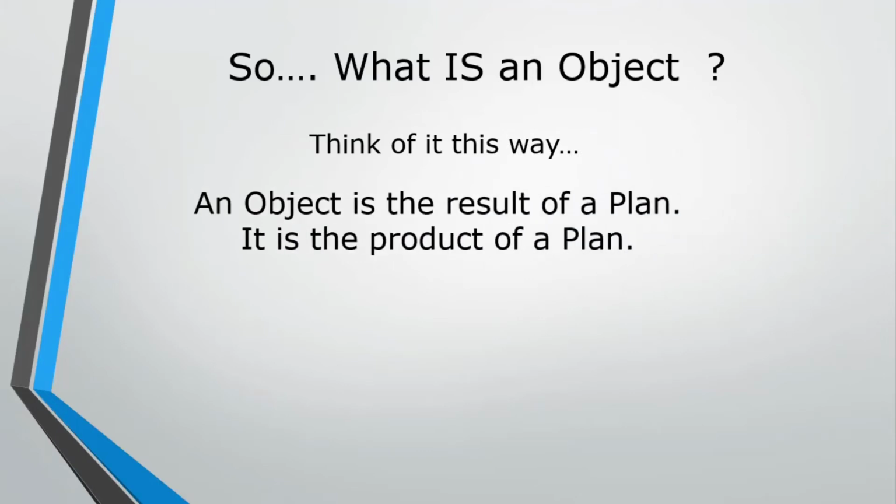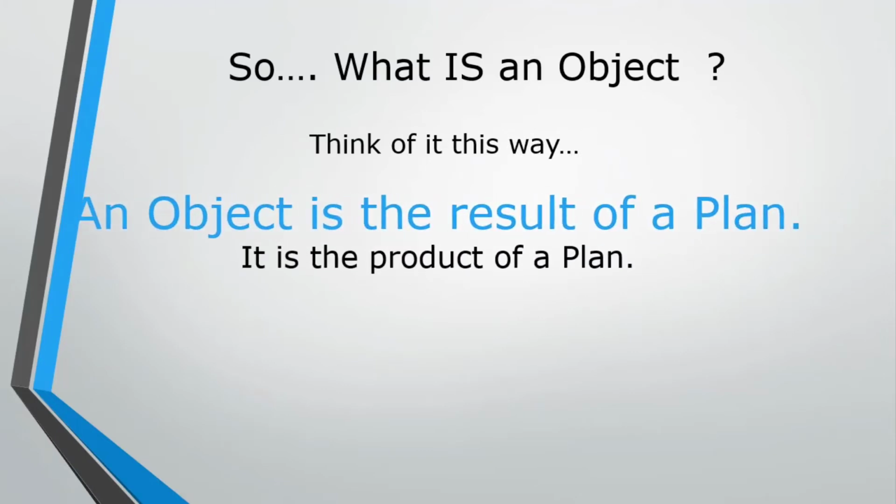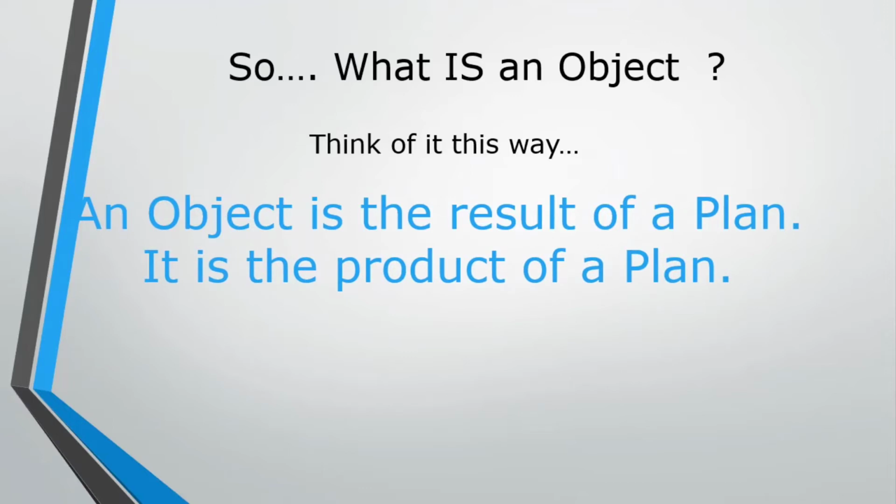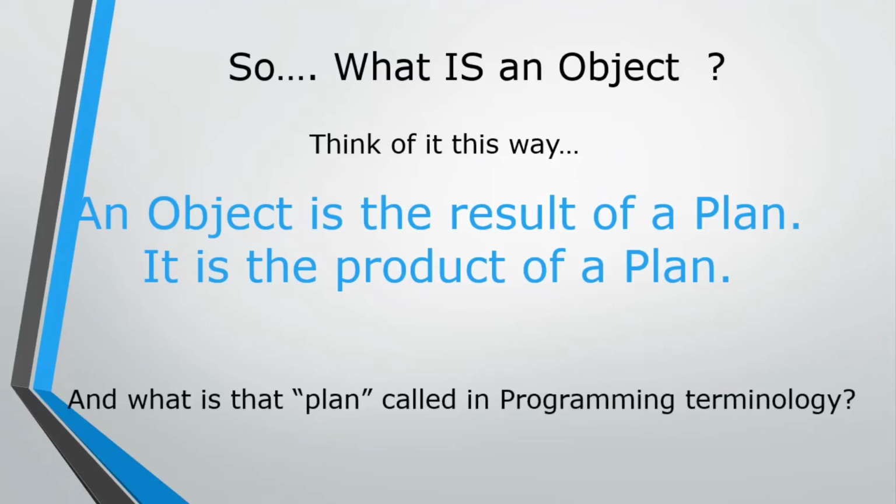Think of it this way. An object is the result of a plan. It is the product of a plan. Think you have a plan, and whenever you try to do it, it is the result of that plan, right? Like you had a plan to go out with your friends, and you do go out. The thing that you go out, that is the result. That is your object. That is the product of your plan. And what is that plan called in programming terminology? That's what a class is. So if a class is a plan that you have, then executing that plan is the object.